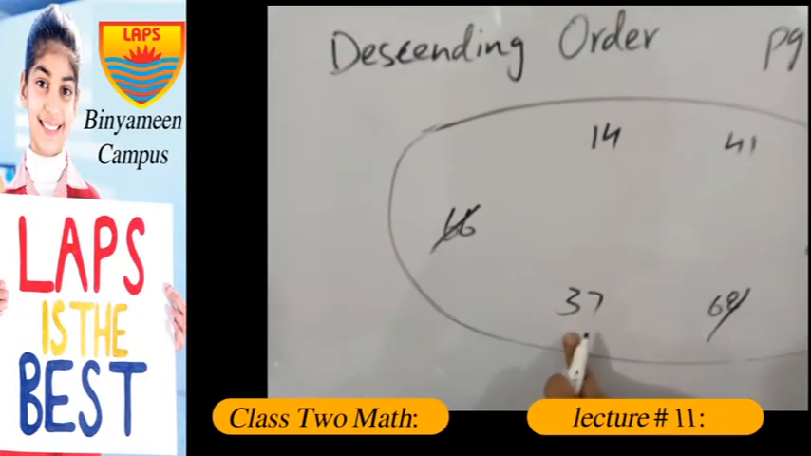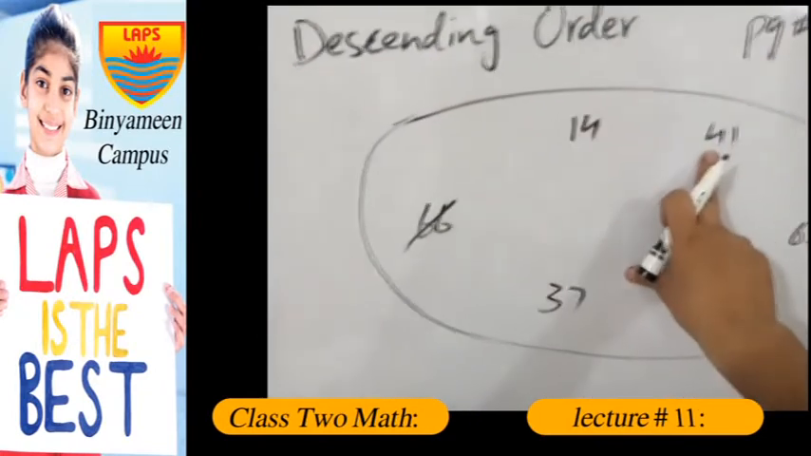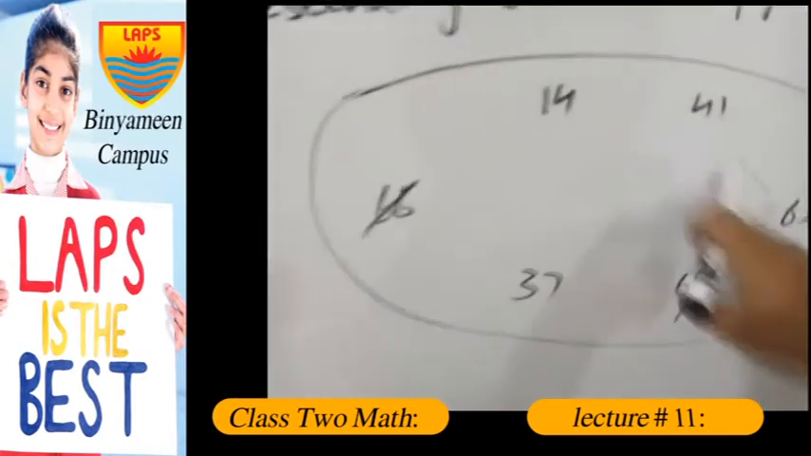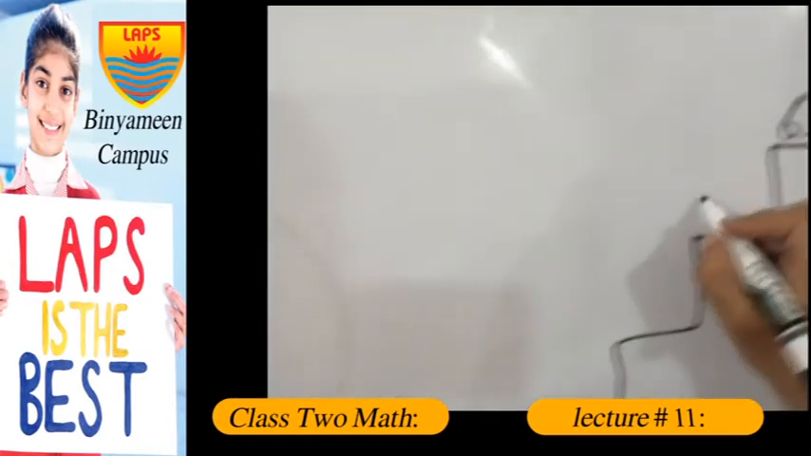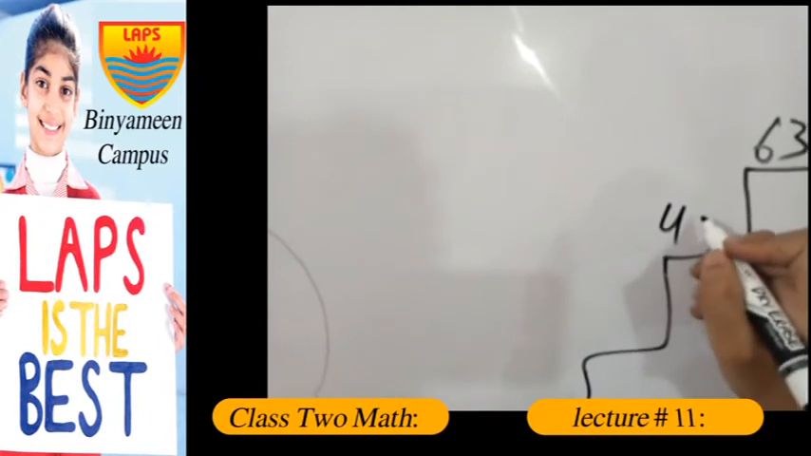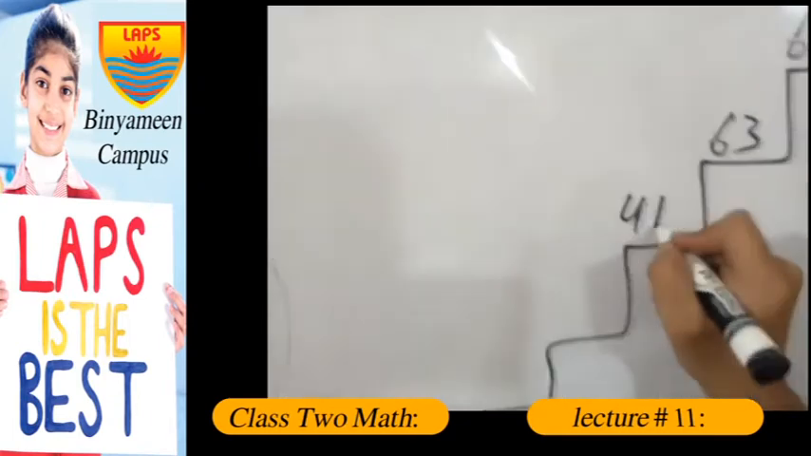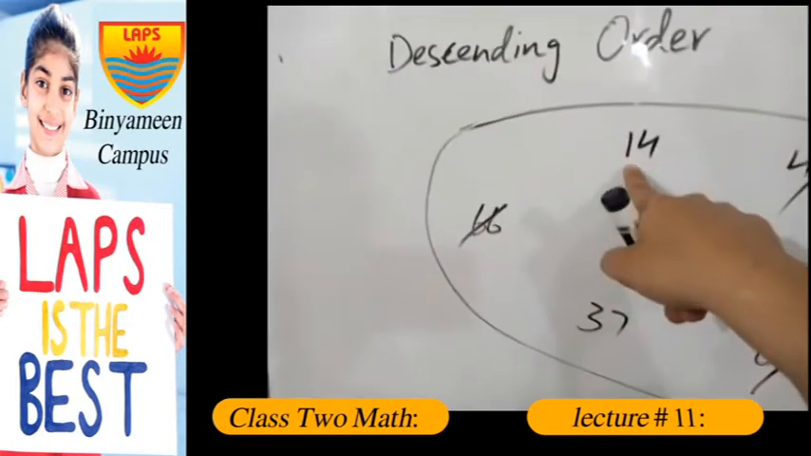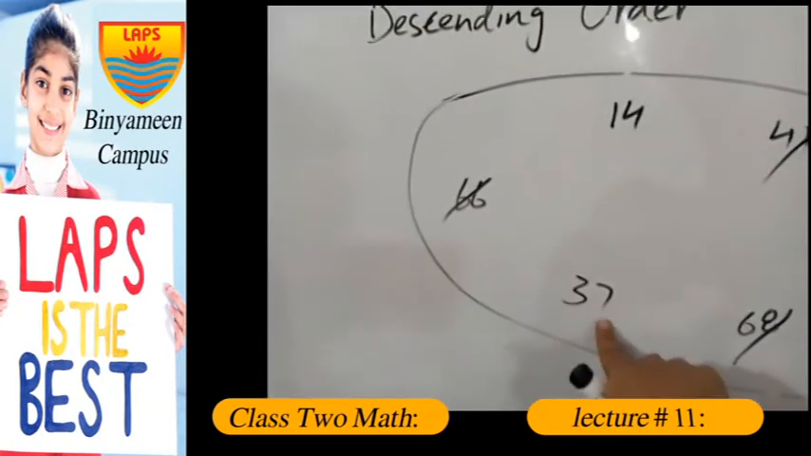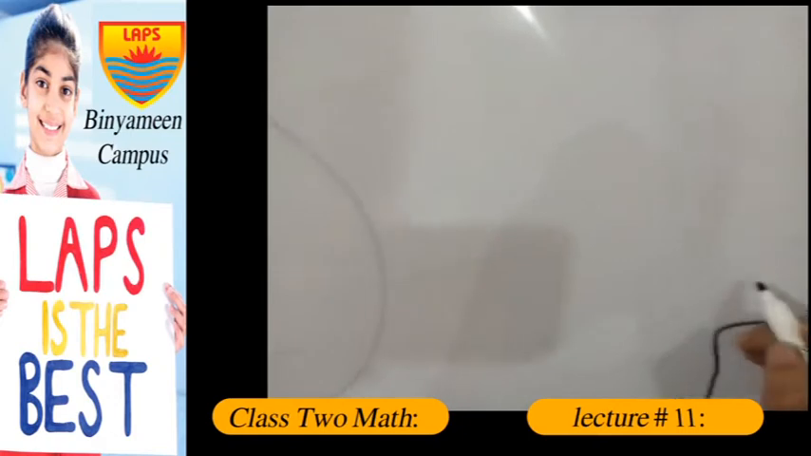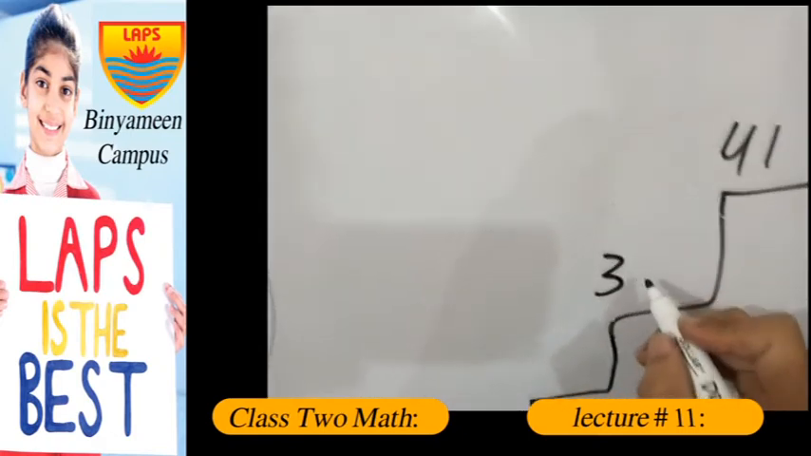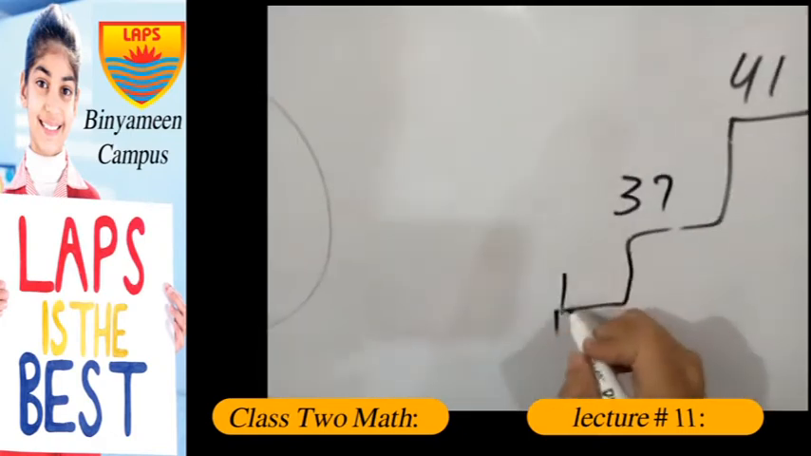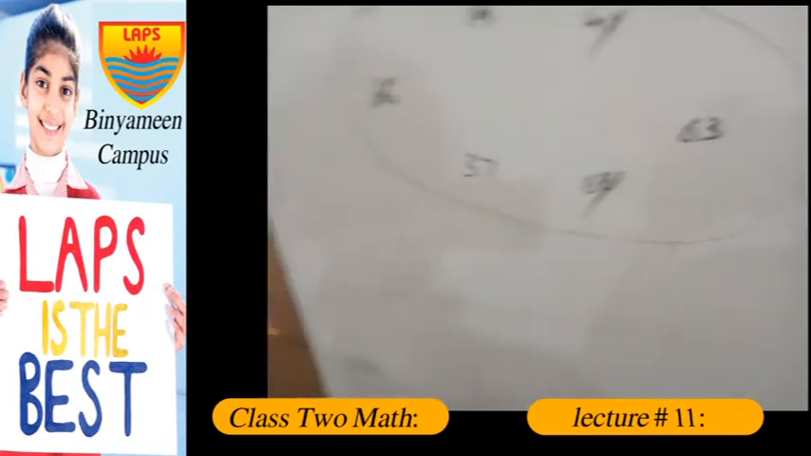This number has a 3 as the first digit and 4 as in 41. 41 is definitely bigger than both of them, 41. Now we have 14 and 37. 14 starts with 1 and 4, and 37 has 3 and 7. So 37 is definitely greater than 14, 37, and now the last number, 14.